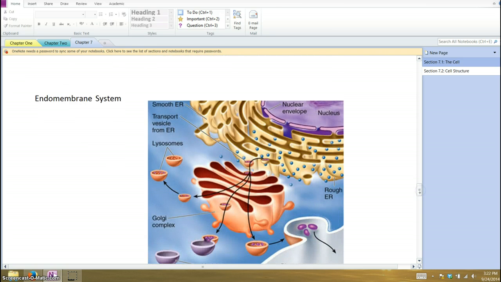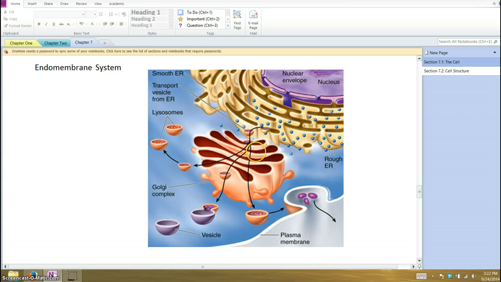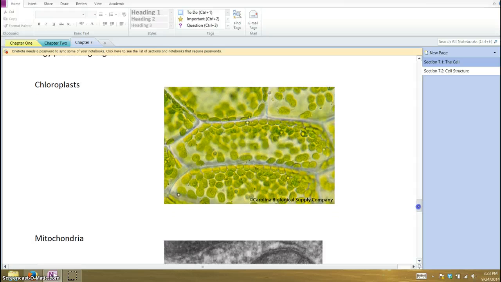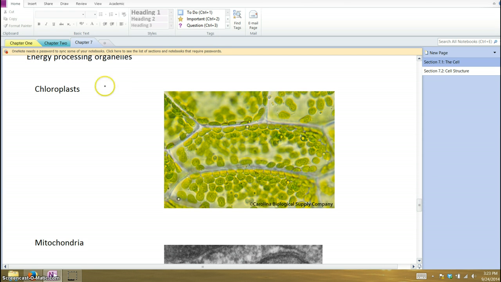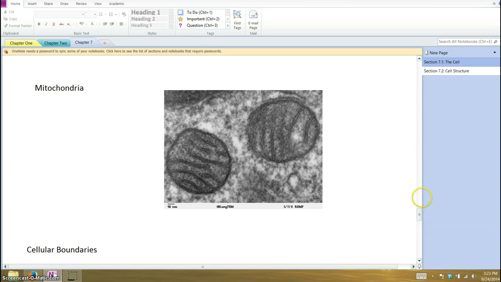The nuclear envelope, endoplasmic reticulum, and Golgi apparatus, and all those vesicles that are breaking off of them and forming on them are known as the endomembrane system, the internal membrane system. Chloroplasts, found in plants and other photosynthesizing organisms, have the job of processing sunlight energy and essentially making food for the plant. Mitochondria are organelles that basically take food, break it down, and release energy that we can use to do the things we need.